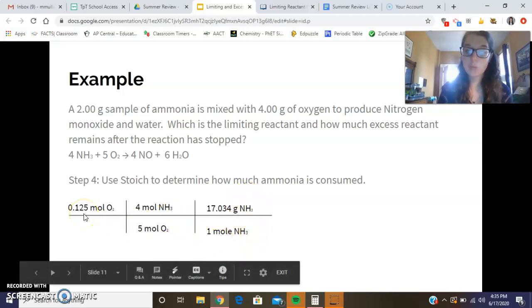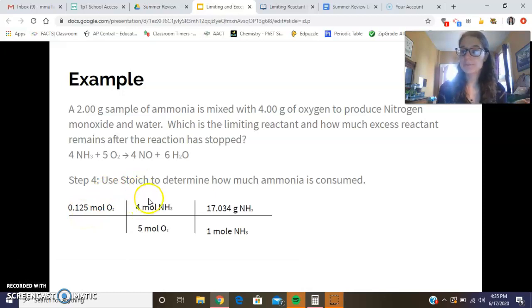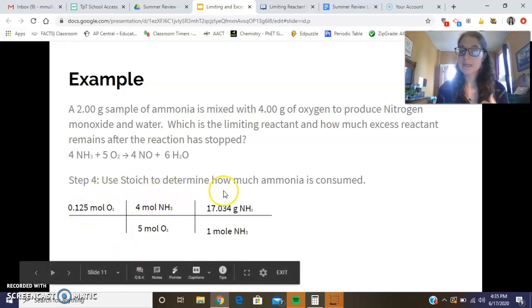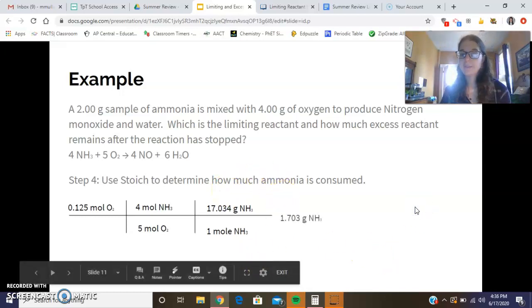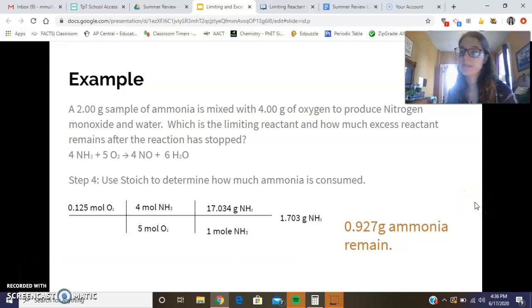So here, if I take 0.125 times 4, divide by 5, times 17.034, divide by 1, I find out that I would need to use 1.703 grams of ammonia. Now I'm going to subtract 1.703 from 2 grams, and I find out that I have remaining 0.297 grams of ammonia. Okay, so that is an introduction, or review rather, of limiting and excess reactants and stoichiometry, how you would solve these problems.